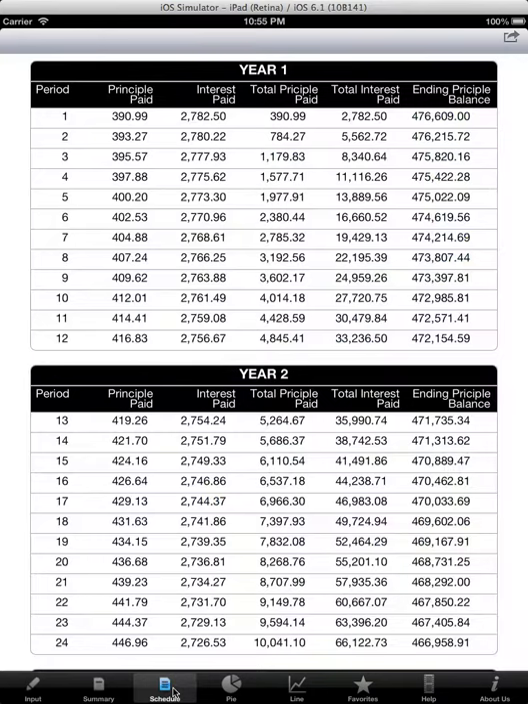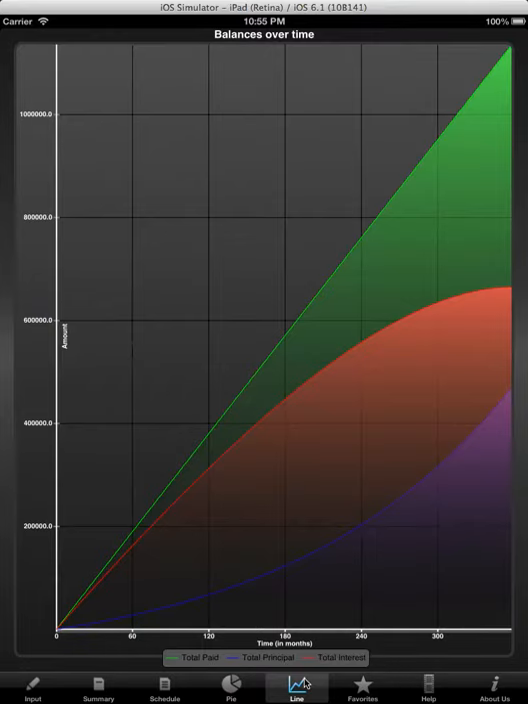And now here is the year over year payments. This is the period, principal paid, interest paid, total principal paid, total interest paid, ending principal balance, and then there is a pie chart of the principal versus the interest, and here is a line graph of various balances, total paid here on green, and then there is a total principal amount and then total interest.